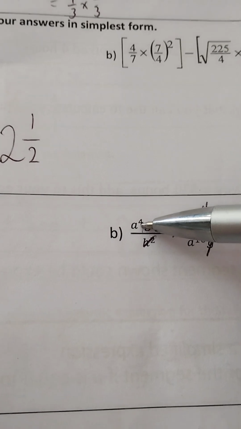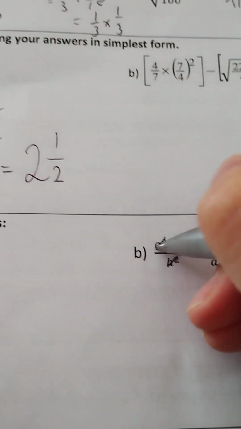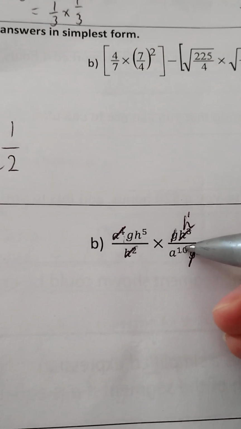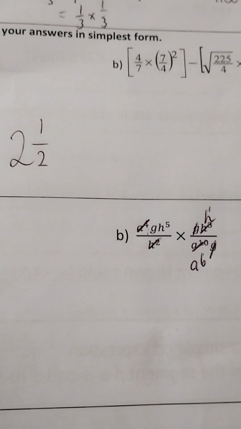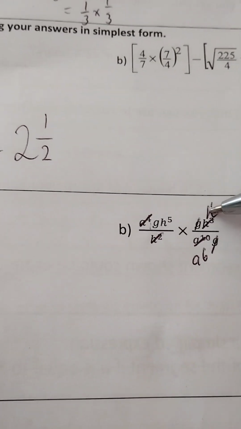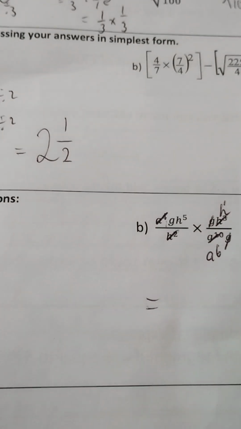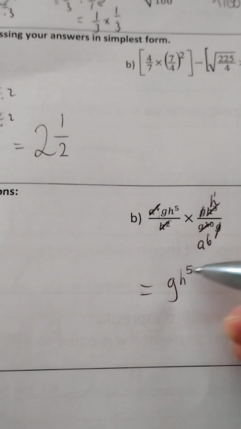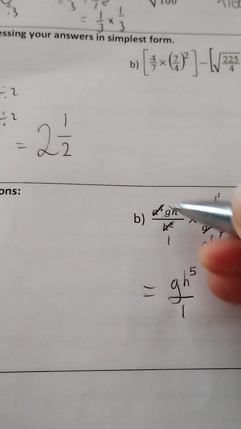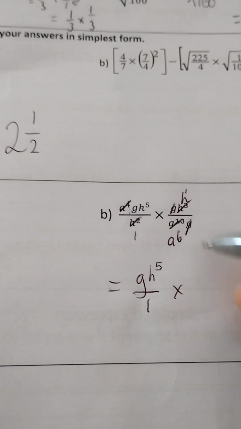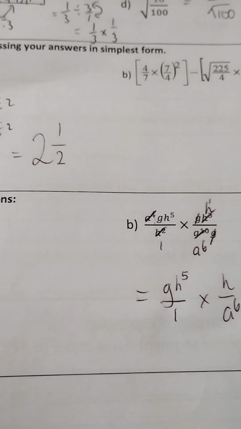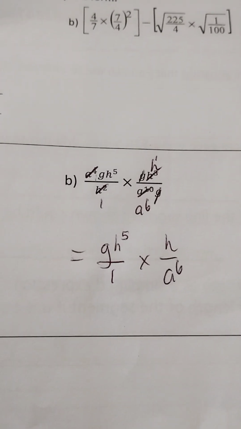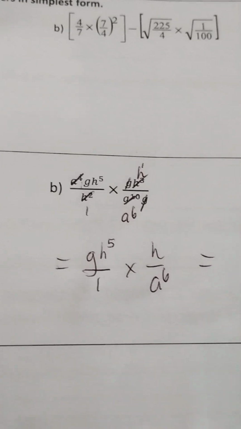I've got 4 A's on top, 10 A's on the bottom. So the 4 can go from there. 10 take away 4 is just A to the power of 6. And these H's are on top, so I can't cancel. So let's rewrite what I've got. I've got G, H to the power of 5 over 1, so 1 there, times H over A to the power of 6. Sometimes it helps to rewrite it because it does get messy. Nothing else I can simplify. I'll just write it here.